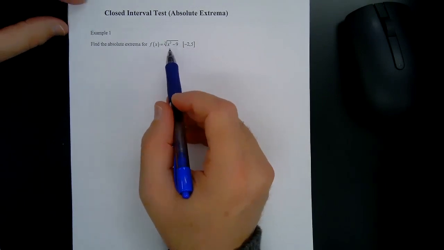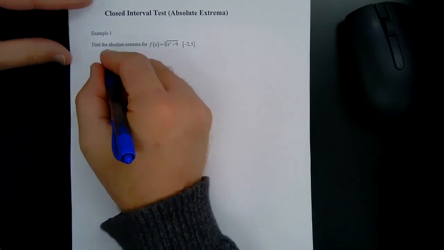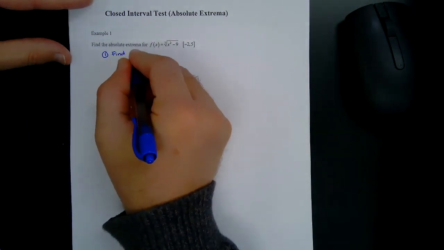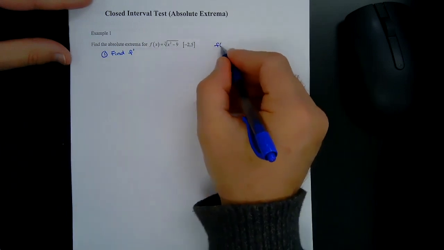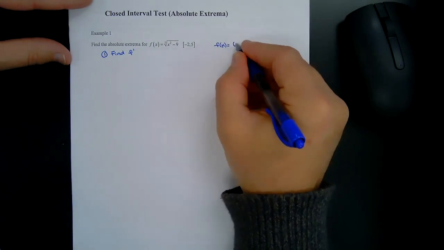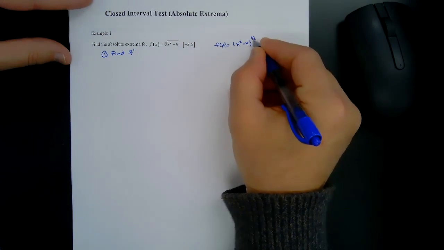So what we need to do is we need to find the derivative. So let's do that first. Okay, so the first thing is find f prime. Okay, so now f of x, I'm going to rewrite as, instead of the cube root of x squared minus 9, I'm going to write it as x squared minus 9 raised to the 1/3 power.